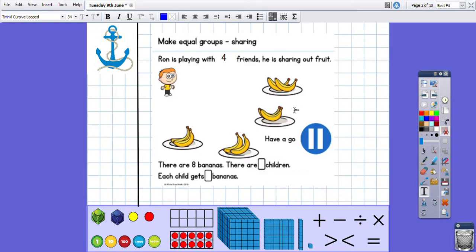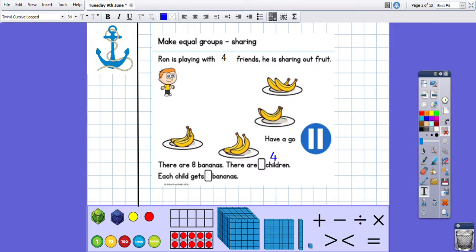Okay, so we know that there are 8 bananas and we know that there are 4 children because it says here that he's playing with 4 friends, but you can also count the plates. So we know that there are 4 children. I'm just going to pop it there because it won't fit in the box. Each child gets how many bananas?